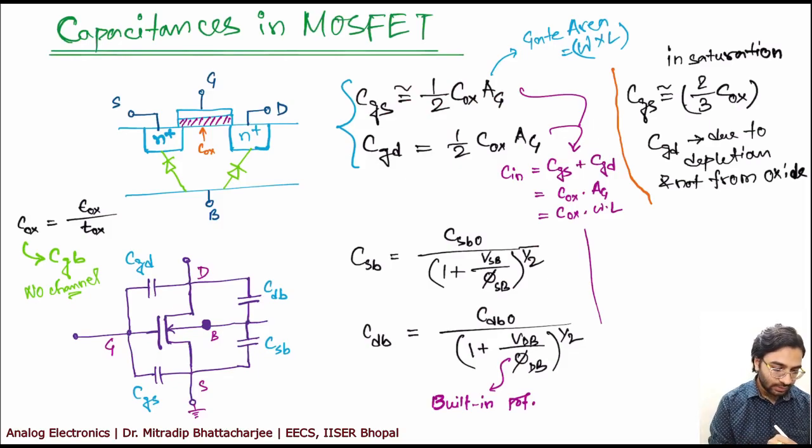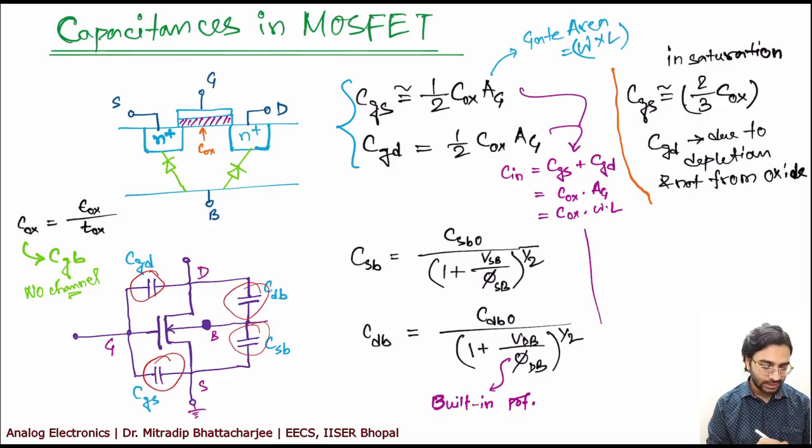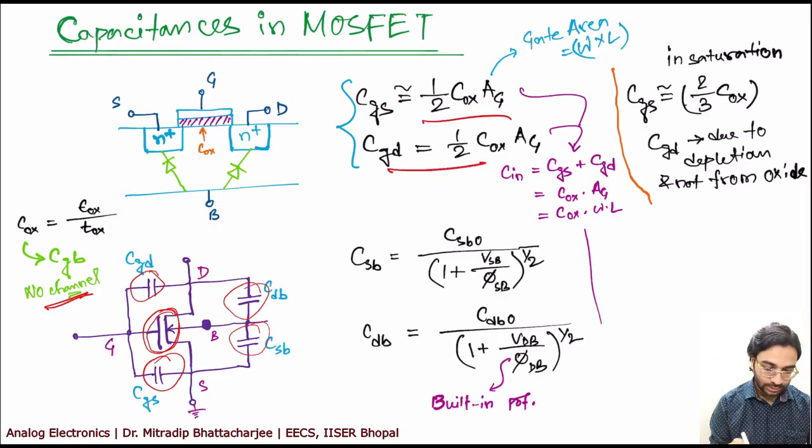Then I discussed different capacitances. There are basically four capacitances associated with the MOSFET. It is very easy to remember if you once draw the circuit: between each terminal you have a capacitance. And there is another capacitance, which is the oxide capacitance. When there is no channel, this oxide capacitance actually plays a vital role. And these are the formulas.